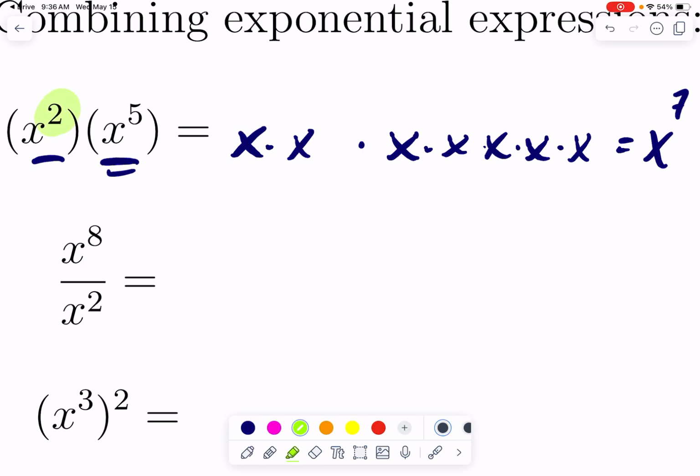And so hopefully we notice what's driving this. Oops, that's a 7. Even though we're multiplying the expressions, we might notice we're adding the exponents. There's a general rule there.